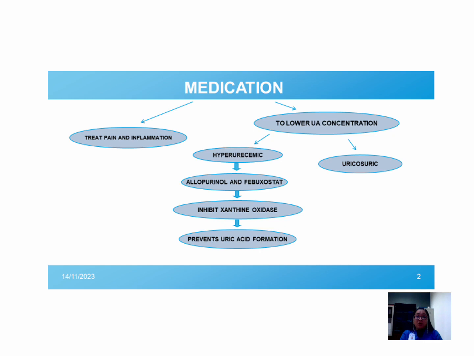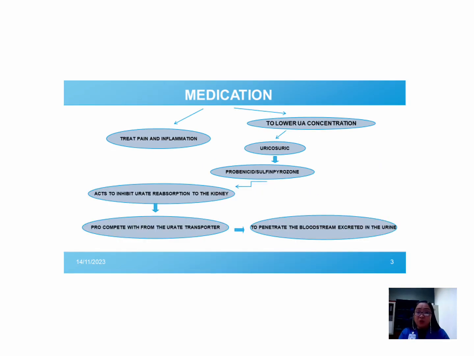Let us go now to the next medication, which is the uricosuric type of medicines. There are also two types that I will be giving, which are probenecid and sulfinpyrazone. What does it do once ingested by our patient? It acts to inhibit urate reabsorption in the kidney, and it also competes for the urate transporter, so the urate penetrates the bloodstream and will be excreted in the urine. In general, these are the pharmacodynamics of the uricosuric type of medicine, which are probenecid and sulfinpyrazone.